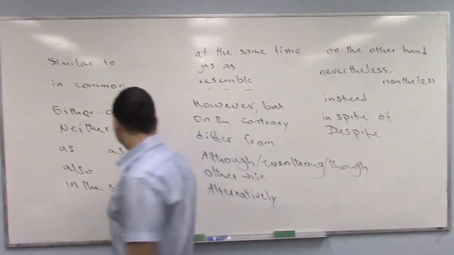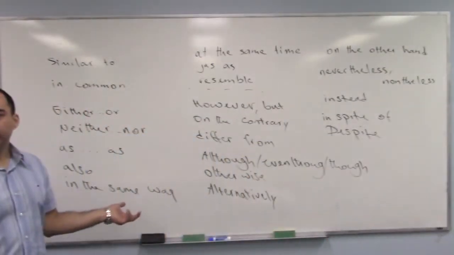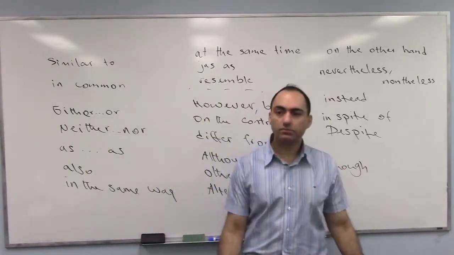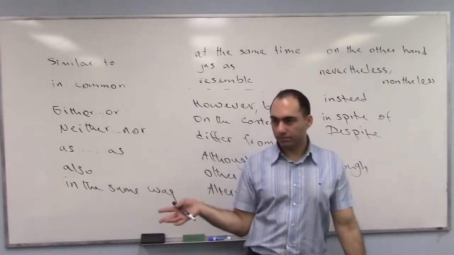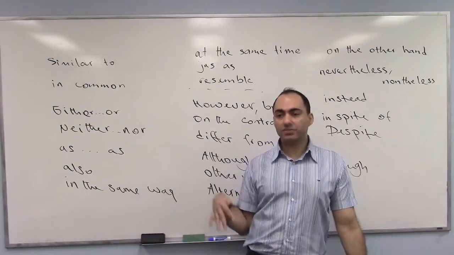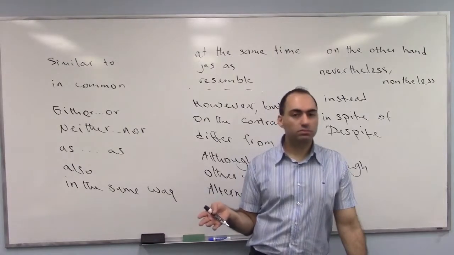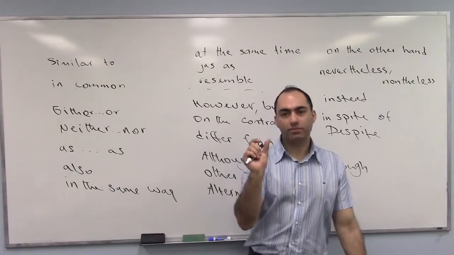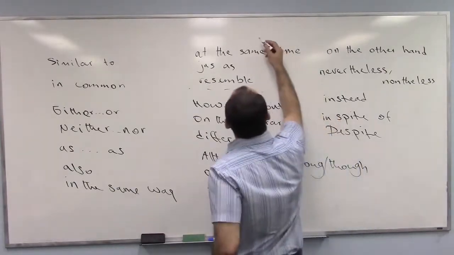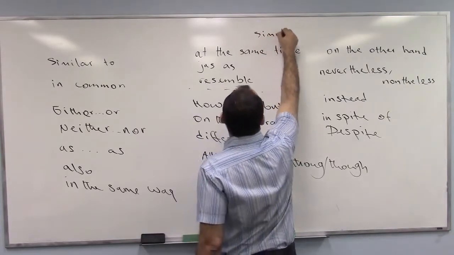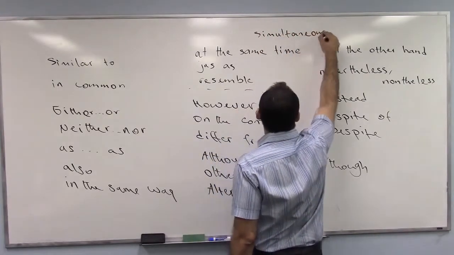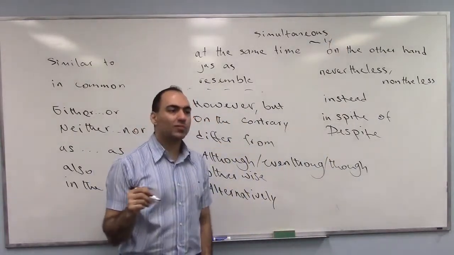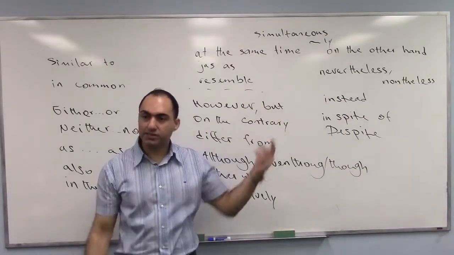So we have also in the same way, at the same time. They graduated at the same time. He's nice; at the same time, he's friendly. What's the difference with simultaneously? Simultaneously is just using one word, one adverb. That's a good one. Let me use it. So we have simultaneous and simultaneously, right? Simultaneous is the adjective, simultaneously is the adverb.